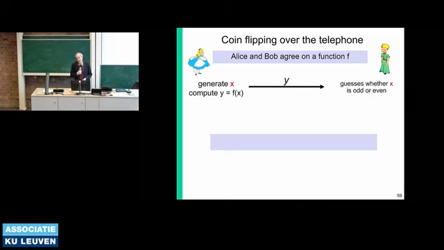And now Bob has to say, I think X is even or X is odd. So he has to guess 1 bit of X. Okay? So he says it's odd or even. And now Alice reveals X.